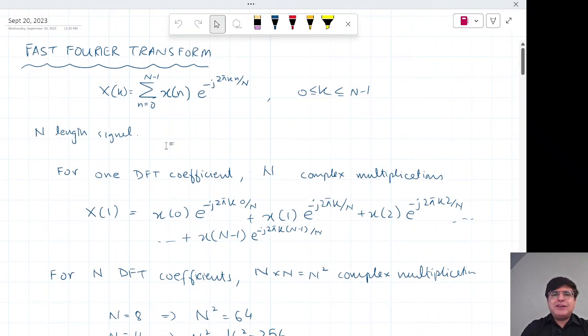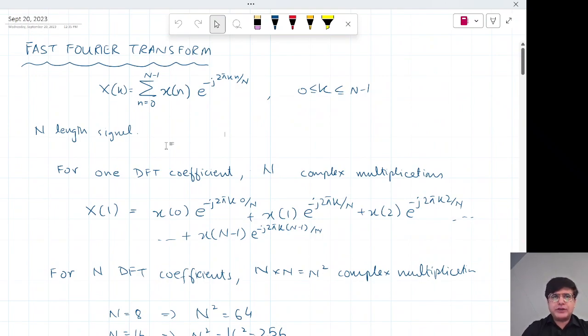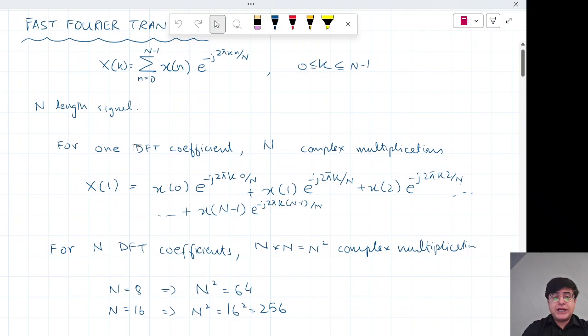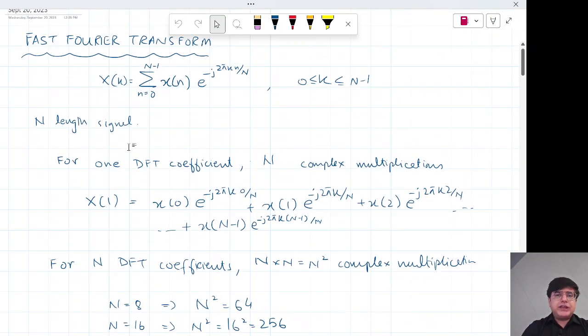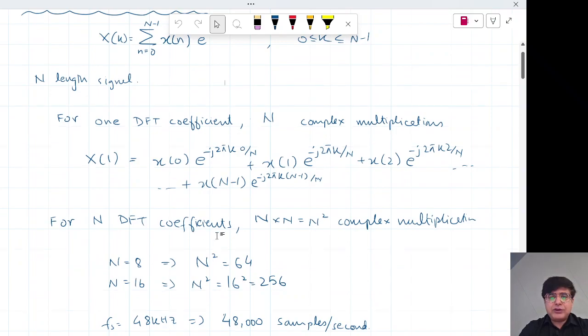Now we discuss why we need a fast algorithm to compute the DFT. Reason being that, if you take the example of complex multiplications, generally multiplications and complex multiplications are the most computationally intensive part in computers or DSP processors. To compute one DFT coefficient you need n complex multiplications, since the sum is over n components. And for n DFT coefficients you would need n squared complex multiplications, and that's a big number, right?